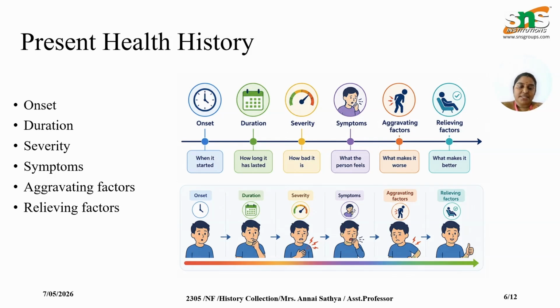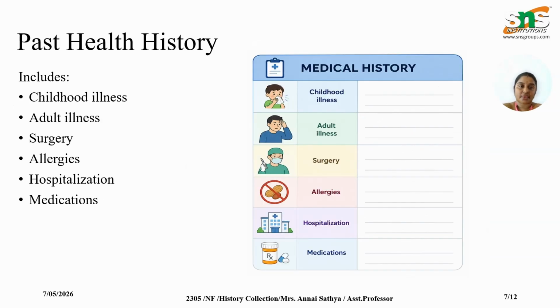So next we move on to the present health history. Present health history focuses on the current illness or problem experienced by the patient. During assessment, nurses collect information regarding the onset, duration, severity, symptoms, aggravating factors, and relieving factors. This information helps to determine the progression of illness and identify the problem and possible causes. Accurate present history is essential for diagnosis and planning appropriate nursing interventions.